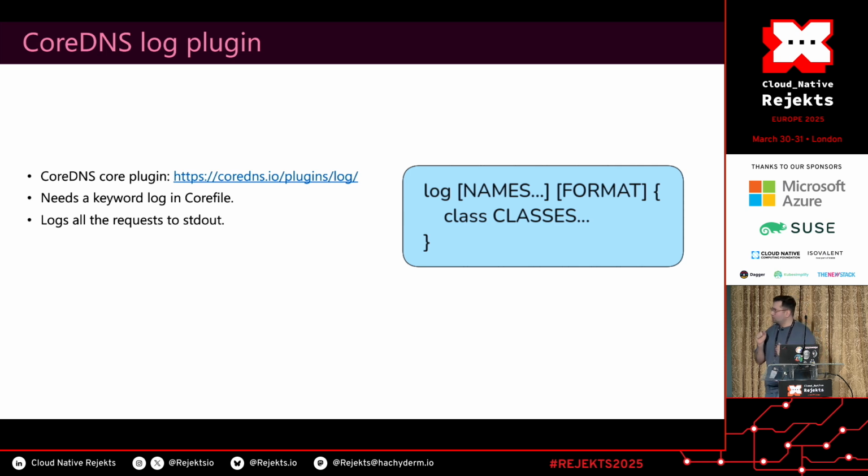The first tool I'm going to talk about is the CoreDNS log plugin. It's a CoreDNS plugin, so that means you don't need to install anything. It just needs the keyword log in your Corefile, and what it does is dump all the requests to standard out. In terms of the format for the plugin, you have the log keyword followed by some names. Since it has a performance hit because you're dumping all the requests, you can filter, for example, by specific domains, such as example.com. And then you can also filter by certain classes. For example, if I only care about errors, then I can filter by that.